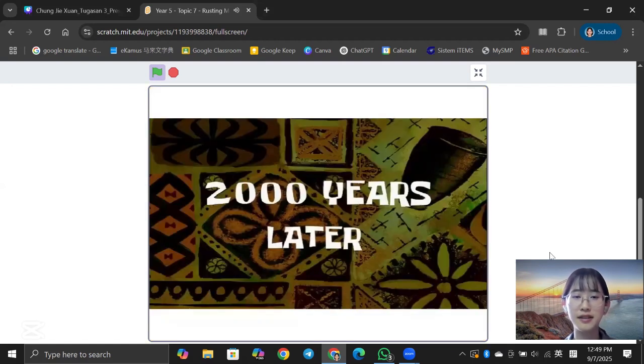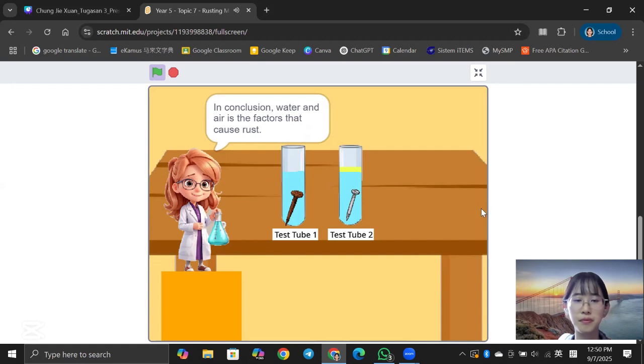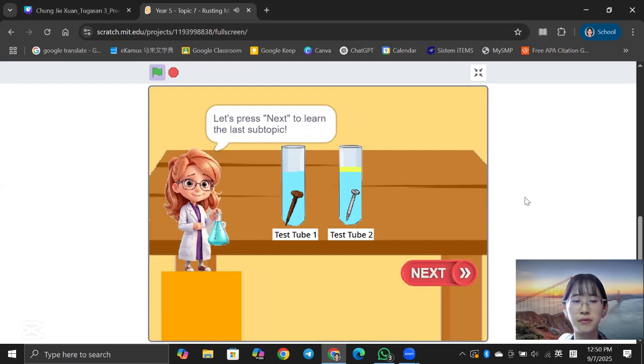Next. 2,000 years later. First, let's take a look at test tube 1. As you can see, the iron nails in test tube 1 rusted. It is because the iron nails contact water and air. For test tube 2, the iron nails don't rust. It is because the oil prevents the air from entering the water. So the iron nails only contact water. After the experiment, what is our conclusion? In conclusion, water and air are the factors that cause rust. Let's press next to learn the last subtopic.